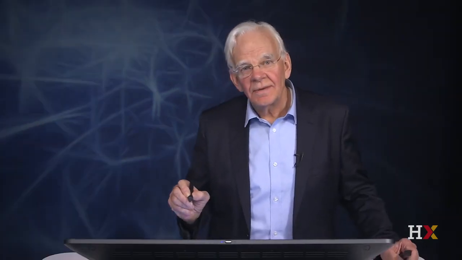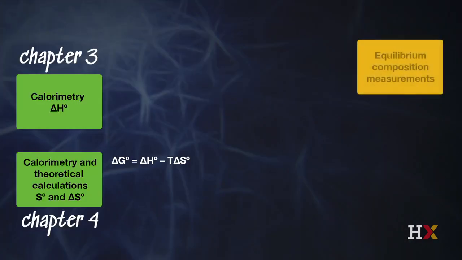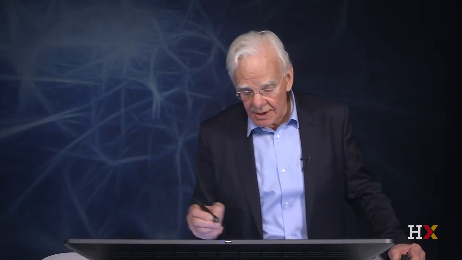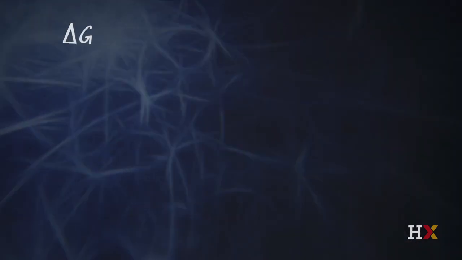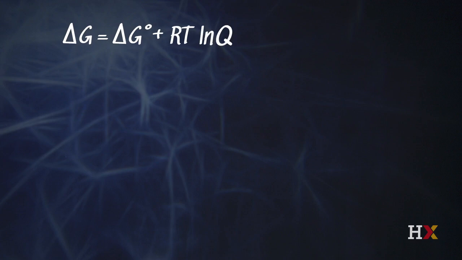Then we started to examine the issue of chemical equilibrium, and we did that in chapter 5. And the idea of chemical equilibrium gave us the relationship between Gibbs free energy under standard conditions and Gibbs free energy under non-standard conditions. Namely, we could write that delta G under non-standard conditions was equal to delta G under standard conditions plus RT times log of the reaction quotient.